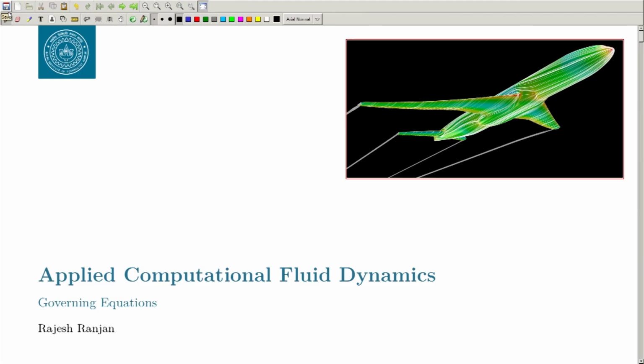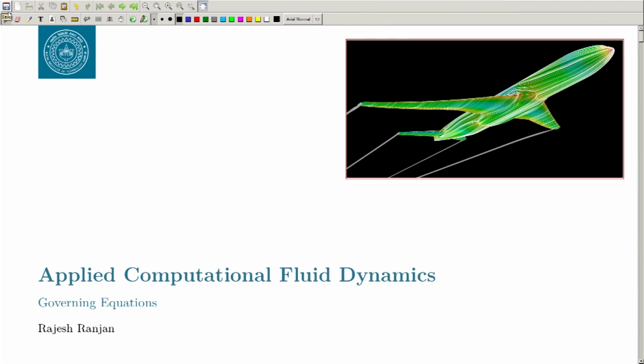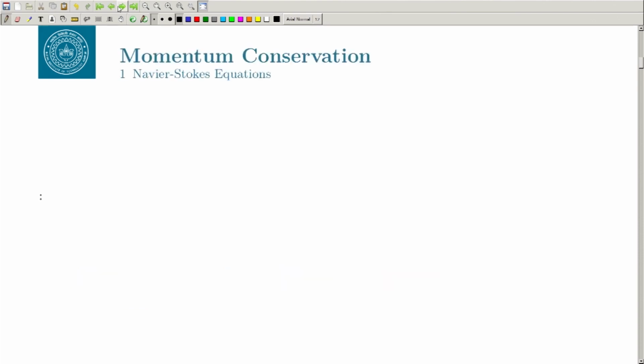This is lecture number 10. Hello everyone, welcome back, and we will continue the discussion that we are having regarding the governing equations for fluid flows. In the last class we basically derived the momentum equations.